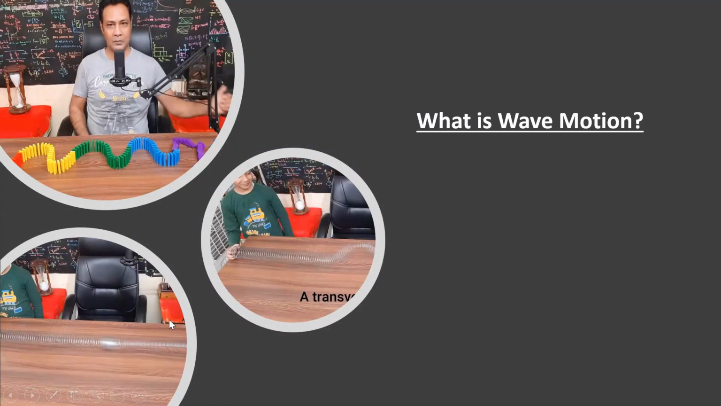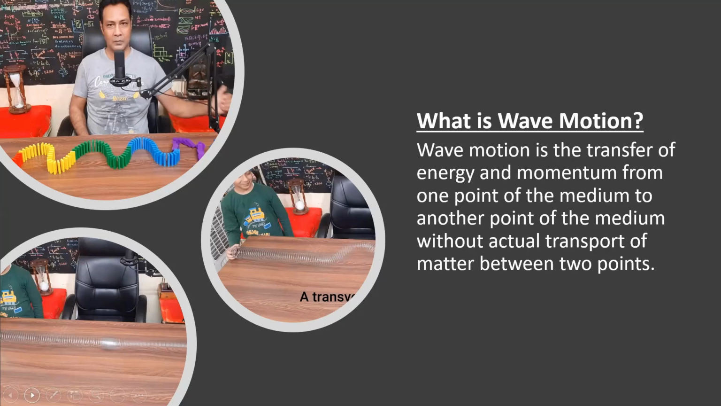So what is a wave motion? In all these previous demonstrations, we saw that the disturbance is traveling through the particles, but the particles themselves are not moving as a whole. They have a limited motion, and in their limited motion, they are transferring energy and momentum to the next particle, and thus energy is transferred from one place to another without the bulk motion of the particles of the medium. So we can say that wave motion is the transfer of energy and momentum from one point of the medium to another point without actual transport of matter between the two points.